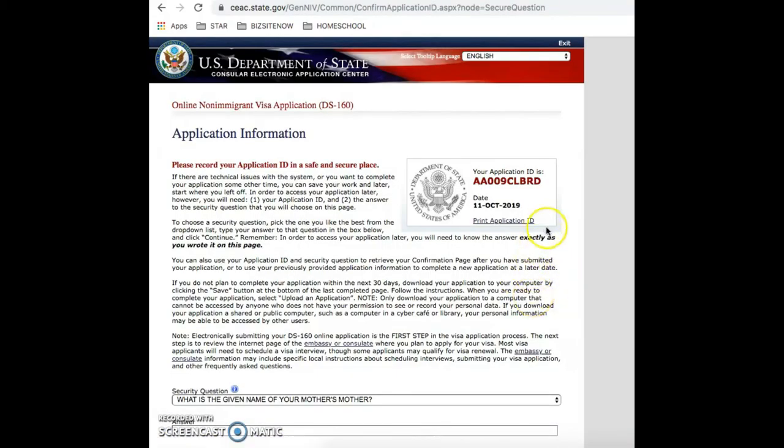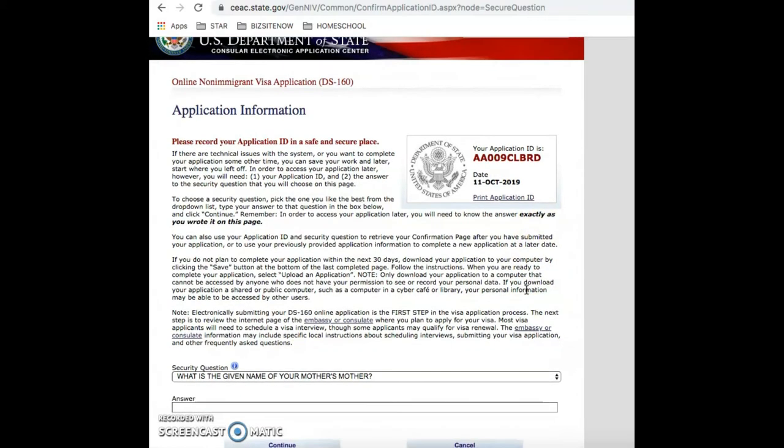And then, ayan, nandito na tayo sa next screen. So, sabi dito, your application ID is AA009CLBRD. Remember this application ID. Because you will need it. Mas lalo pag hindi nyo natapos tong form na to, you will need this application ID.